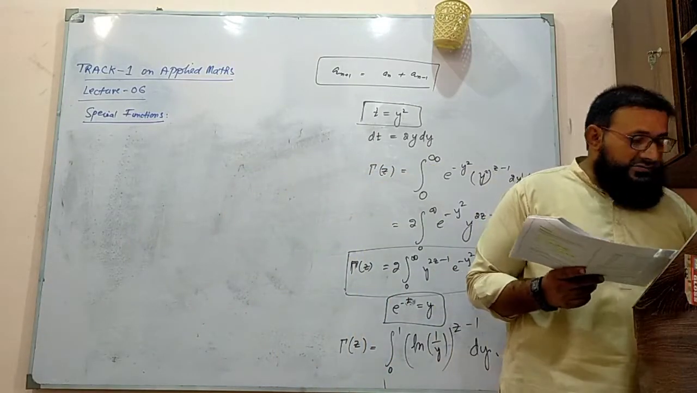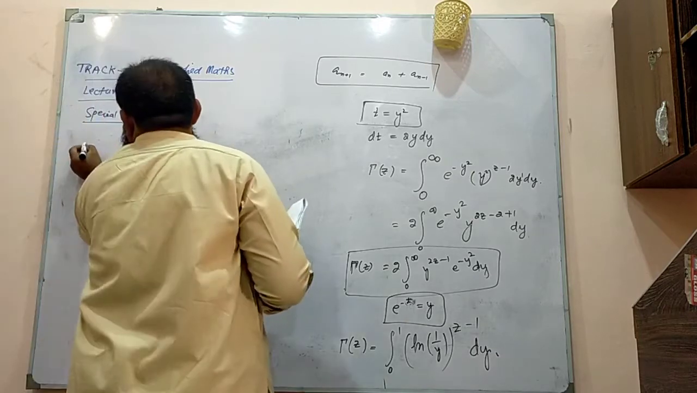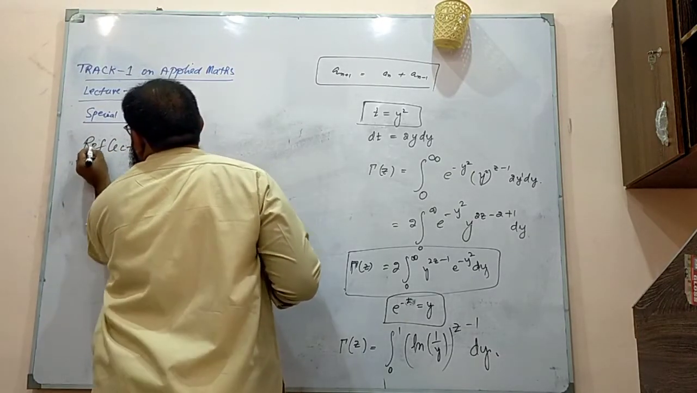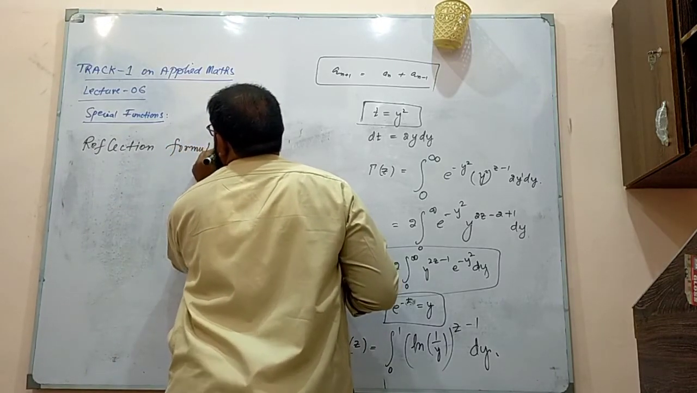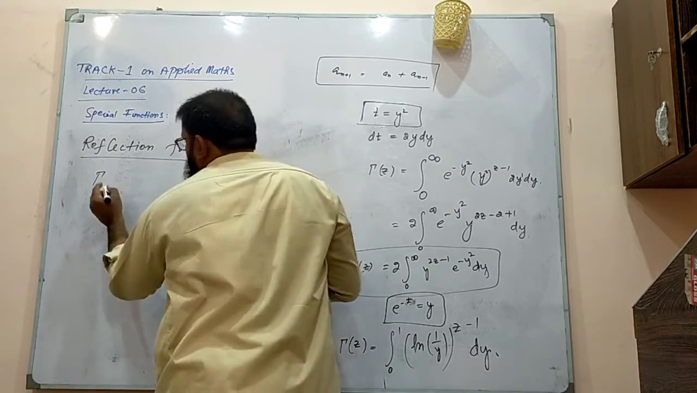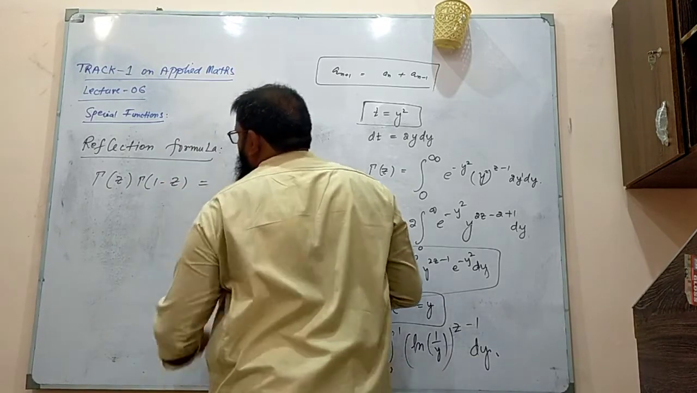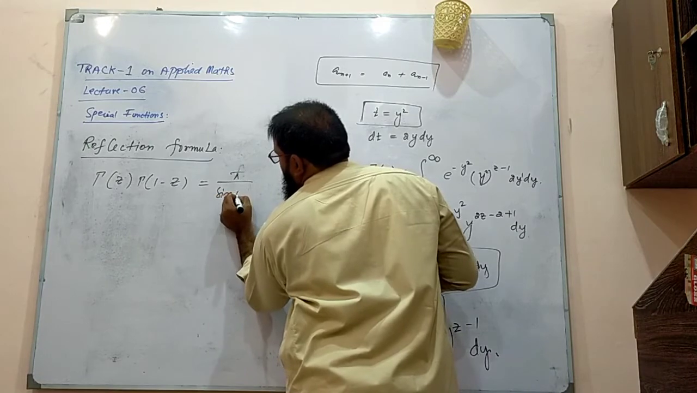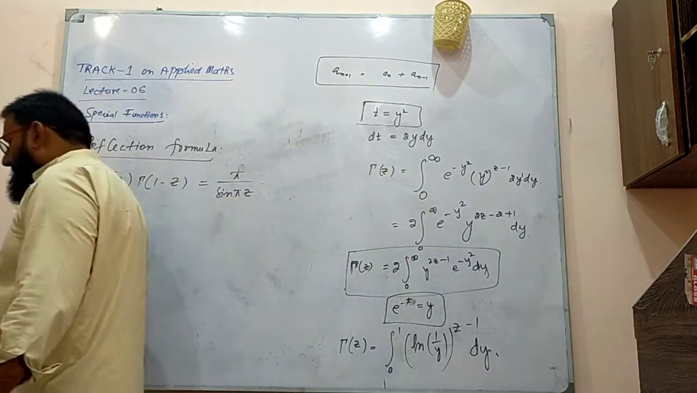There is a formula which we call the reflection formula, and its proof is very nasty, and it can be done with the help of complex analysis, but we are simply writing the formula. So the formula is gamma of z times gamma of 1 minus z equals pi over sine pi z. Pi over sine pi z.